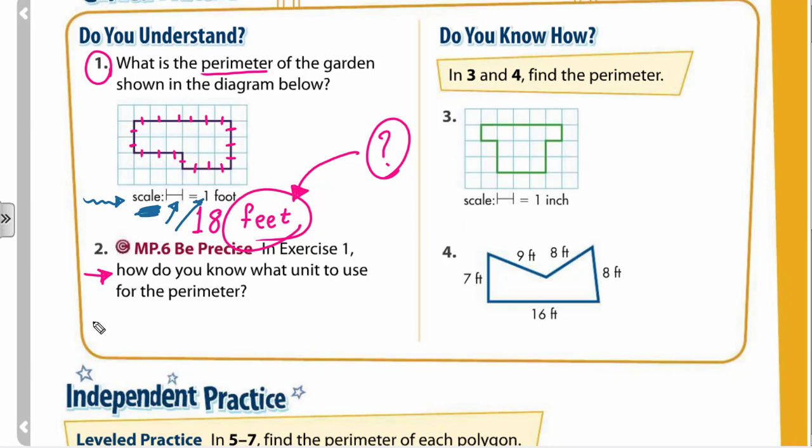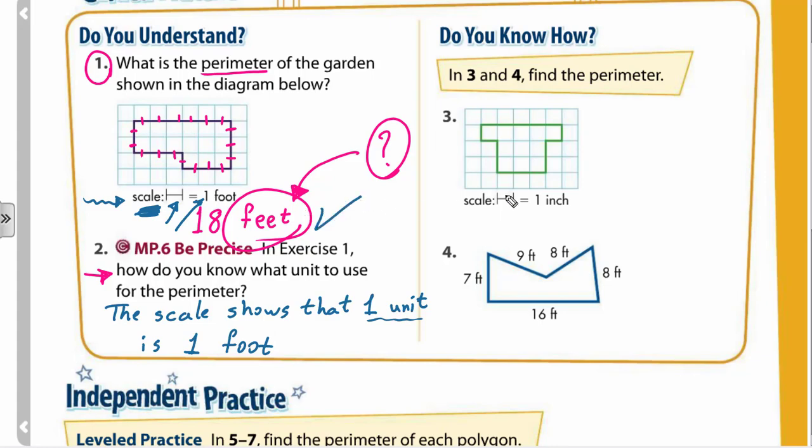So, the scale shows that 1 unit is 1 foot. That's why we should use the same as the scale. That's why we have feet here.